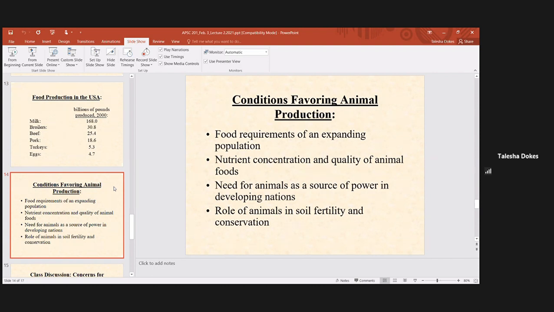The role of the animal in fertility and conservation has been a long-standing practice that will continue, and new discoveries will continue to be made when it comes to using animals for beneficial conservation practices.